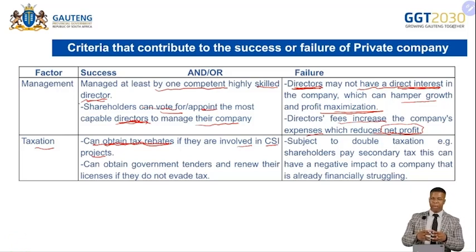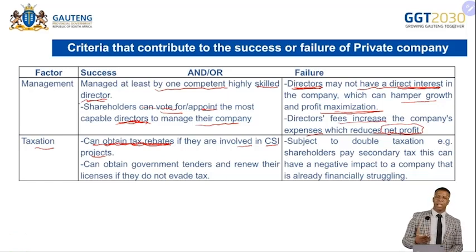So as the private company invests towards the community, their success there is that they will obtain tax rebates, or their tax can be reduced because they are giving back to the community. Remember, immediately we think about tax, the tax is revenue to the government, and the government will provide public goods and services. So if the company is already engaged in corporate social investment, it means the company is also contributing towards providing some public goods and services. So it means they will receive tax reduction or tax rebates because of that particular CSI, corporate social investment.